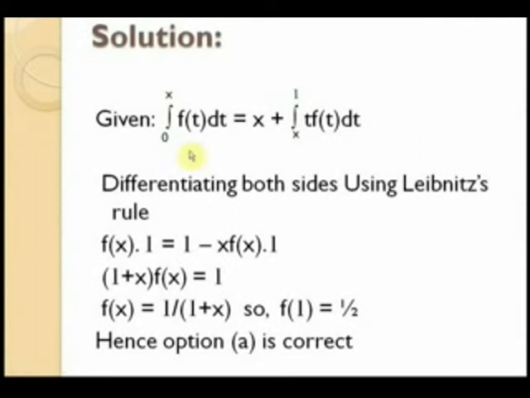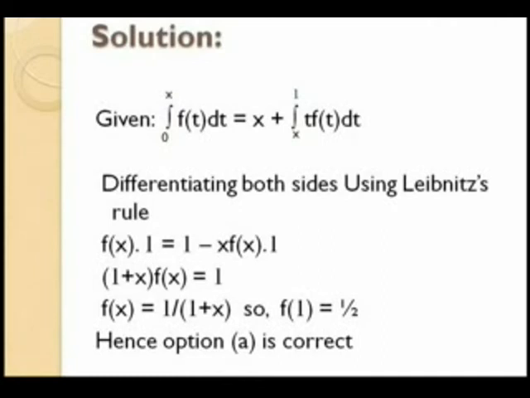Thus when we differentiate both sides using the Leibniz rule, we get f of x into 1 equal to, the differential of this is 1 minus x times f of x into 1. So when we use the Leibniz rule to differentiate this equation, we get f of x into 1 equal to 1 minus x times f of x into 1. From this we get 1 plus x into f of x equal to 1, or f of x equal to 1 by 1 plus x. So now we know the value of f of x, we can easily find out f of 1.